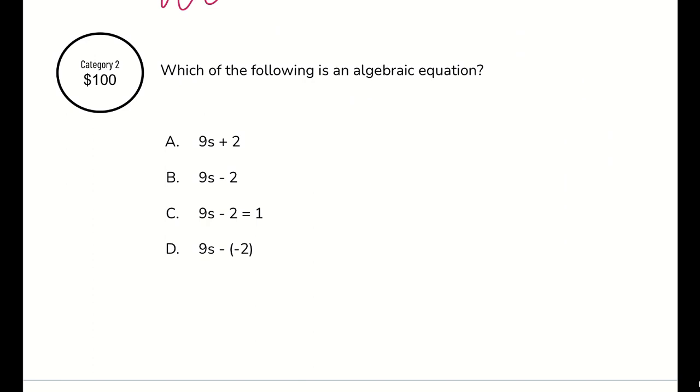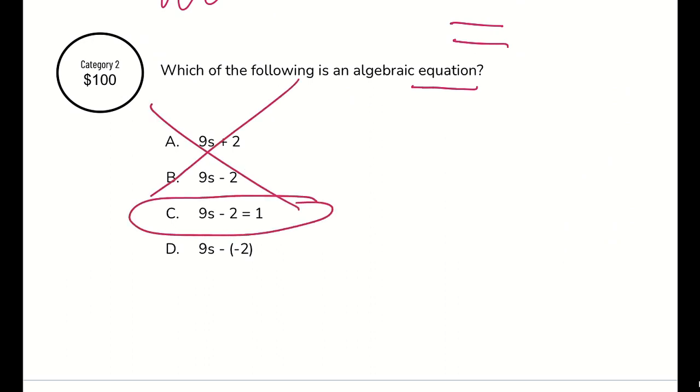Okay, alright. Which of the following is an algebraic equation? Equation, equal sign. Oh, I see it. What do you see? I see an equal sign. Where? Only on letter C. So that means A, B, and D are expressions, not equations.